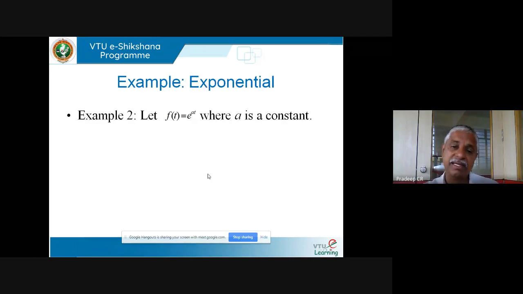Let us take another example. Next, I will take, purposely, an exponential function, not a trigonometric function. Let us take the function f(t) equal to e^(at), where a is some constant. Now I want to find the Laplace transform of e^(at). How to do that? Let us use the definition.